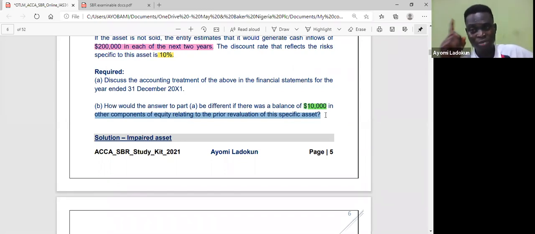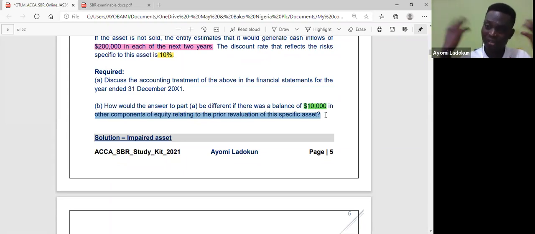Can you see? That was what I was explaining earlier. Last year, this asset was revalued, so I have $10,000 in the OCI. The same asset has now suffered impairment. What is the impairment loss? $153,000.